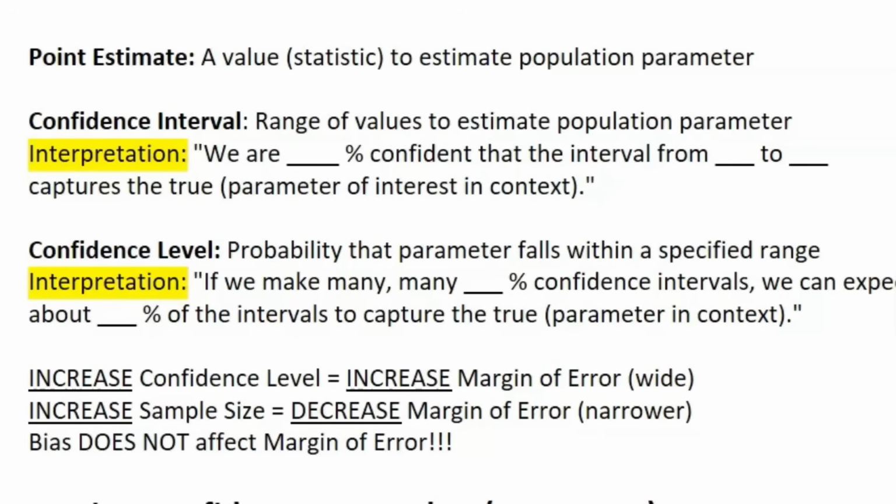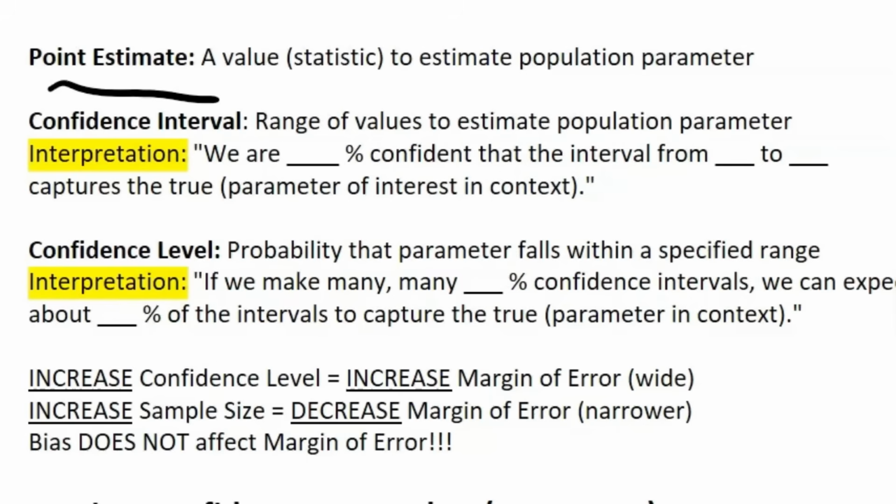Hey everyone, so today we're going through all the content you need to know for Unit 6 of AP Stat, which is inference for categorical data, more specifically proportions. So the first thing let's touch upon is, what is a point estimate? It's just a value, more specifically a statistic, that estimates your population parameter.